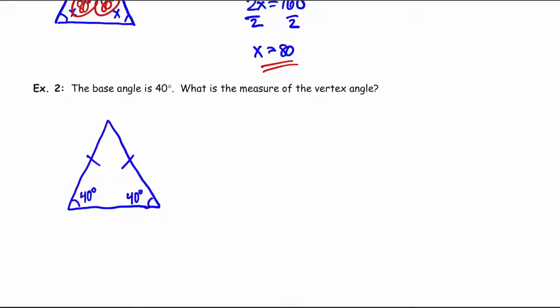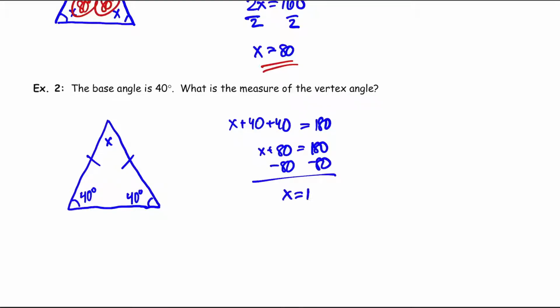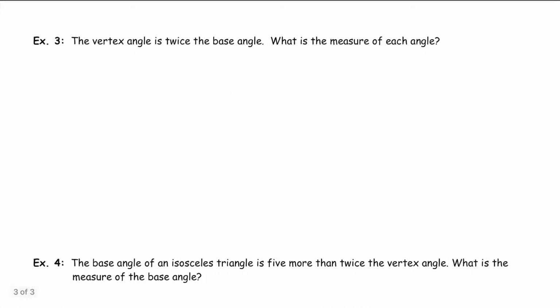And now it says, what is the measure of the vertex angle? That's going to be up top here. That's going to be my x. So in this equation, I have x plus 40 plus 40 equals 180. x plus 80 equals 180. Let's subtract 80 from both sides. x equals 100. So that's the measure of that vertex angle. So these two examples are pretty simple because I just gave you an angle measure. Now let's take a look at a couple of algebraic applications.